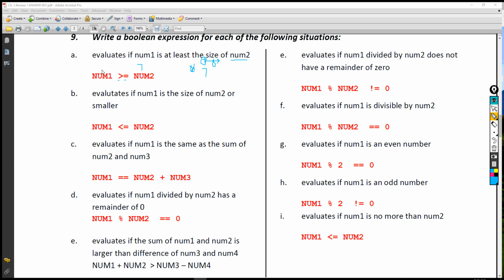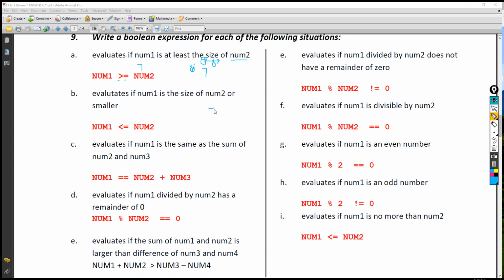So you could go, is 6 greater than or equal to 7? No. Is 7 greater than or equal to 7? Yes, it's equal to. Is 8 greater than or equal to 7? Yes, it is greater than 7. All right, B. Evaluates if num1 is the size of num2 or smaller.